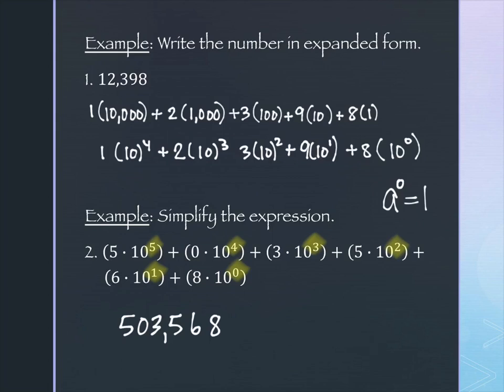And you should be able to check to make sure that it works. For example, this 5 times 10 to the 5th should be a 5 followed by 5 other place values. 1, 2, 3, 4, 5. It is. You can check it from that perspective too.